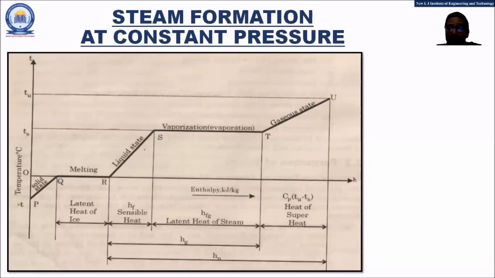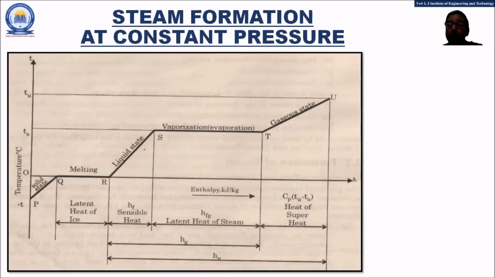Now friends, again supplying the latent heat of the steam at the saturation temperature of the water, now the water will be converted into the steam. But the steam will be produced at the same saturation temperature. Since we are supplying the latent heat, so dear friends, remember at point S, there will be the water in the liquid state at saturation temperature. At point T, there will be steam in gaseous state at the saturation temperature.